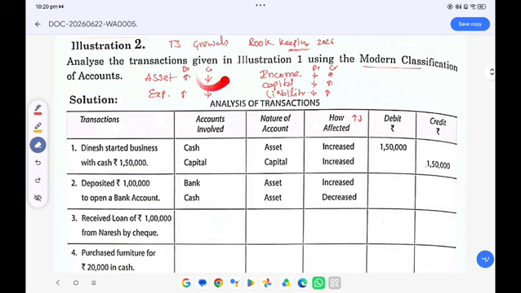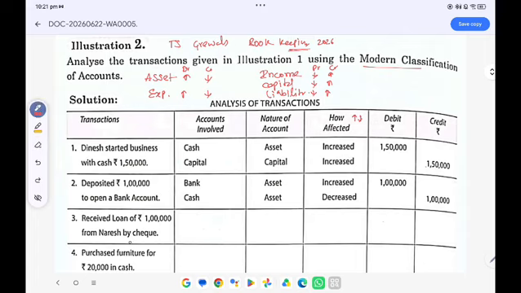Asset decreases, credit. Asset increases, debit. Asset decreases, credit. You can see that 1 lakh in the debit, 1 lakh in the credit. Next item, received loan of 1 lakh from Naresh by check.